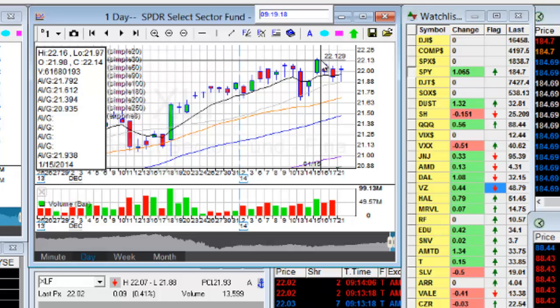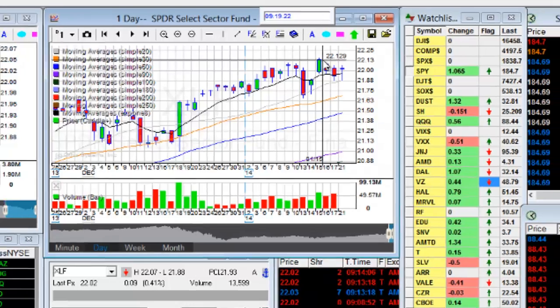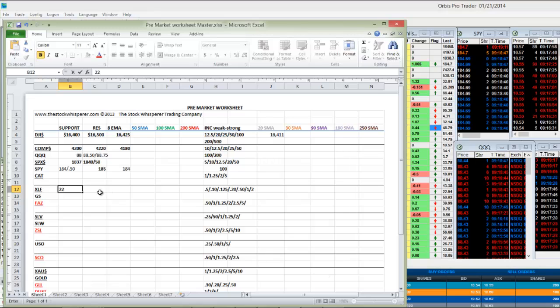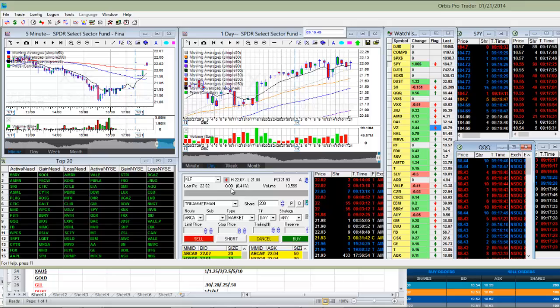Now you start to memorize these levels and you get to know them. But until then, I would like you to write them down. You don't have to trust your memory. So 22, let's just say 13, is resistance. So if you're in RF long and it's hitting resistance the same time the XLF is, well, guess what? It's time to get out of your position. Take the profit.